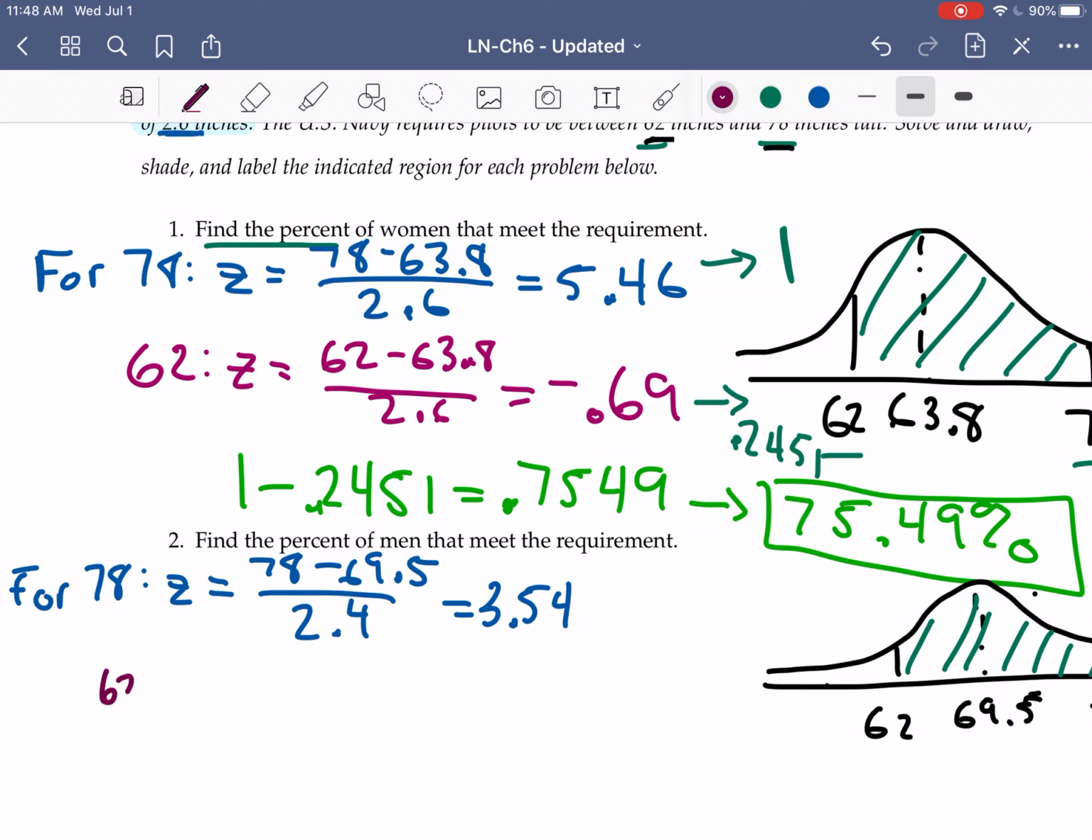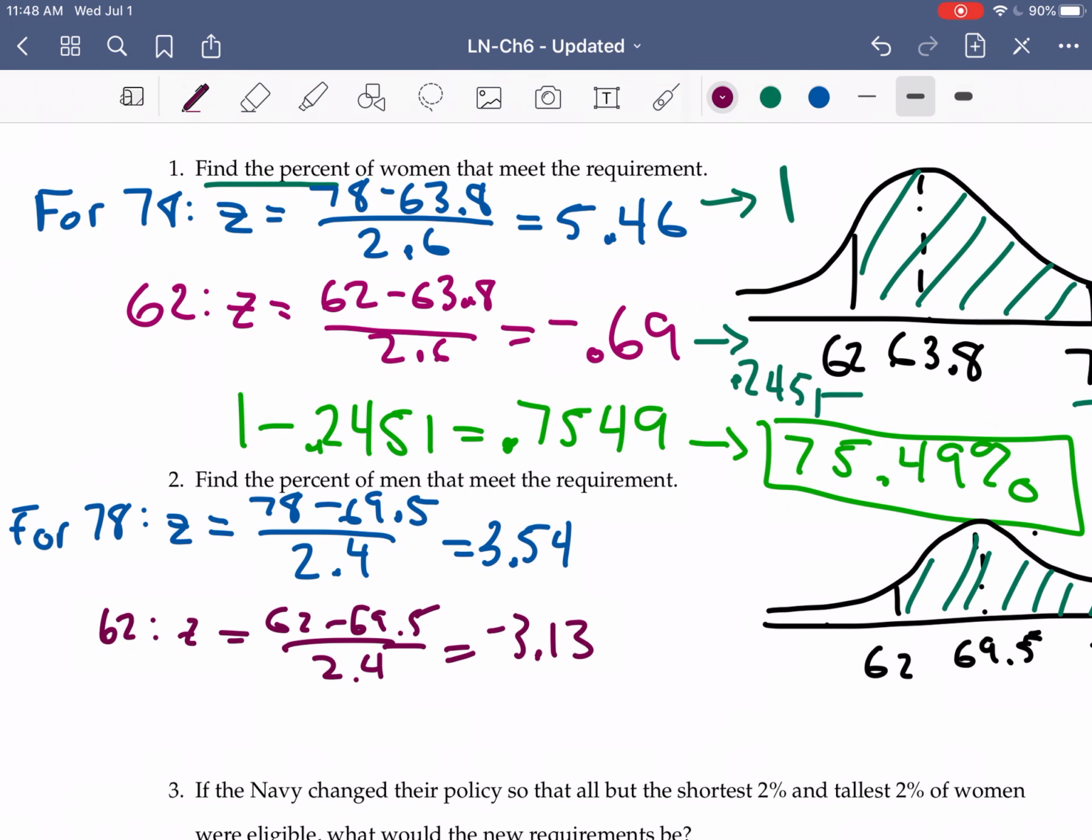For 62, the z-value is 62 minus 69.5 over 2.4. When we find that z-value, we get a z-value of negative 3.125. I guess if we round to 3 decimal places, it'll be negative 3.13 if we round to 2 decimal places.